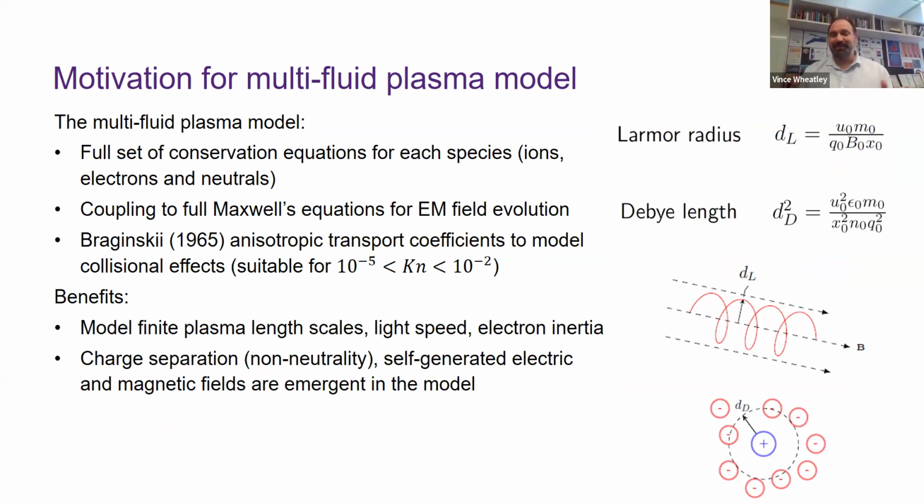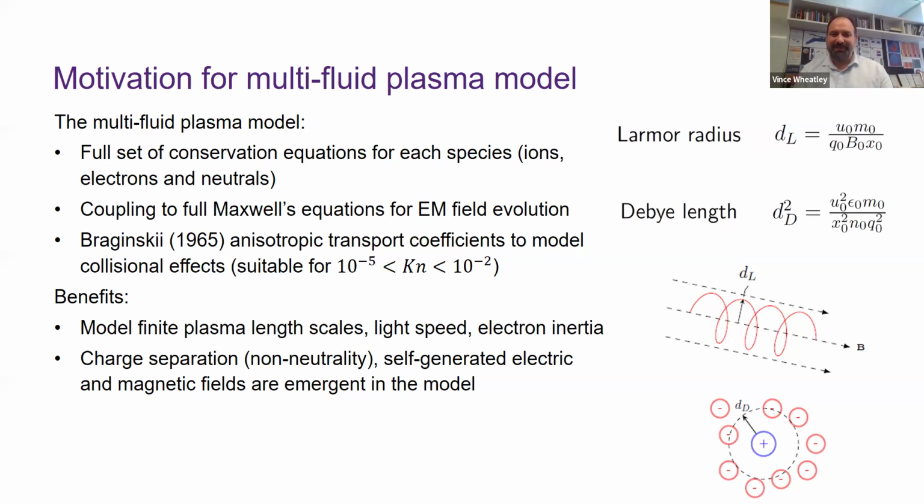So this has a full set of conservation equations for each species, which can be ions, electrons, or neutrals. These are coupled to the full Maxwell's equations for the evolution of the electromagnetic field. And when we're modeling collisional effects, we're going to use Brzezinski's anisotropic transport coefficients, which are suitable for a wide range of Knudsen numbers in the highly collisional regime.